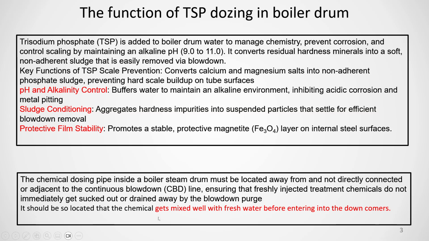And not only that, this is very important. Keep it in mind that the chemical dosing line should be away from continuous blowdown, intermittent blowdown, and downcomer pipes. If it is very near to them, then whatever chemical we dose inside the drum will be taken away by the CBD or the downcomer. So it will be away from these three pipes, so that the chemical we are dosing gets sufficient time to mix with the water before it goes to the downcomer.